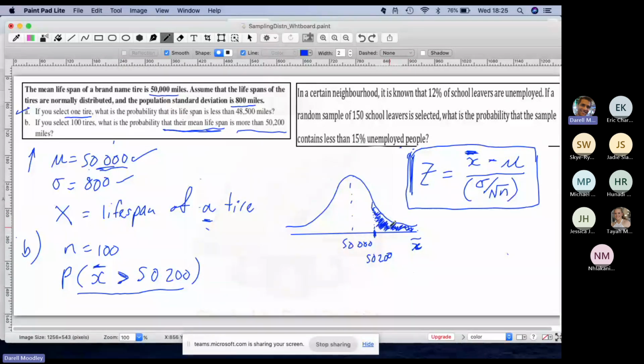That's, we need to work out this area here. That's what we need to get. So now what we're going to do is convert this X bar to Z. The reason we have to do that is because the tables that give us these probabilities are only in terms of Z and not in terms of the lifespan of tires. We don't have a table for every single thing that is normally distributed. We have to be able to convert it to Z, and we do that using this formula that I put in this box. So now I'm going to convert it to Z using that formula.